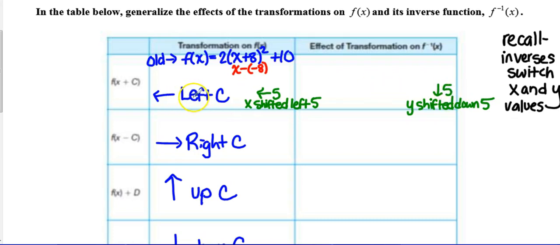So if my original function f of x had a shift left, dealing with x being shifted left 5, as soon as I'm discussing the inverse now, I switch x and y, so now I'm talking about y. Y does not move left and right, it moves up and down. So left 5 would correspond to down 5 when discussing the inverse. So in general, down c.